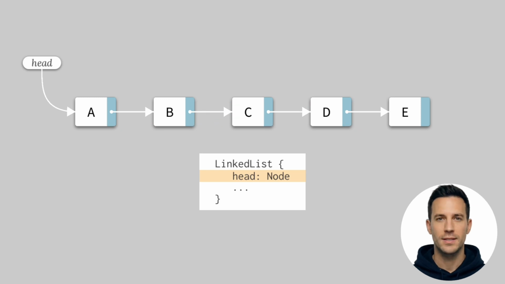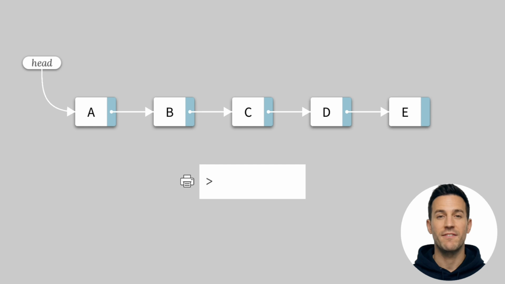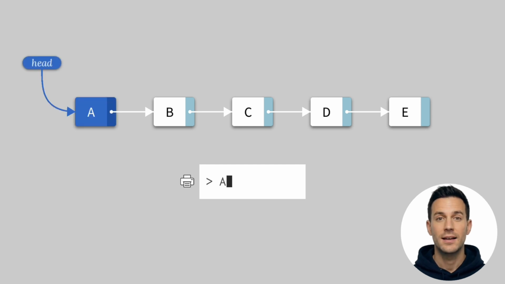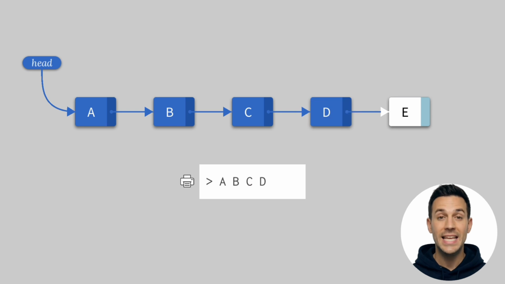So how do we go through the list? We start at the head and follow the links. Let's say we want to print every value. Start at head, print A. Follow the link, print B. Then C, D, and E.